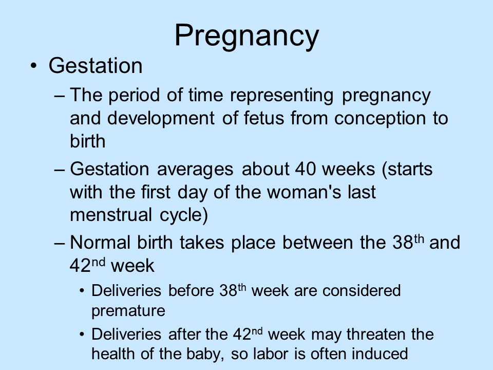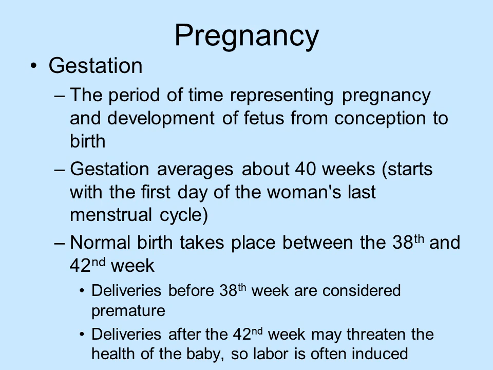Okay, so during pregnancy, we refer to this as the gestation period, which is the time representing pregnancy and development of the fetus from conception to birth. Gestation averages about 40 weeks, starts with the first day of the woman's last menstrual cycle, which is why the doctor will ask, what was the first day of your last menstrual cycle? Normal birth takes place between the 38th and the 42nd week. You can see there's a lot of variation there.